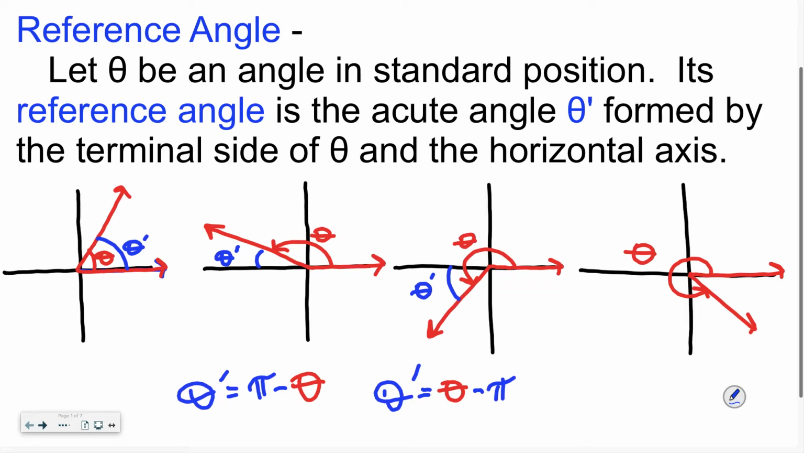All right, so the acute angle to the horizontal axis would be this guy right here.